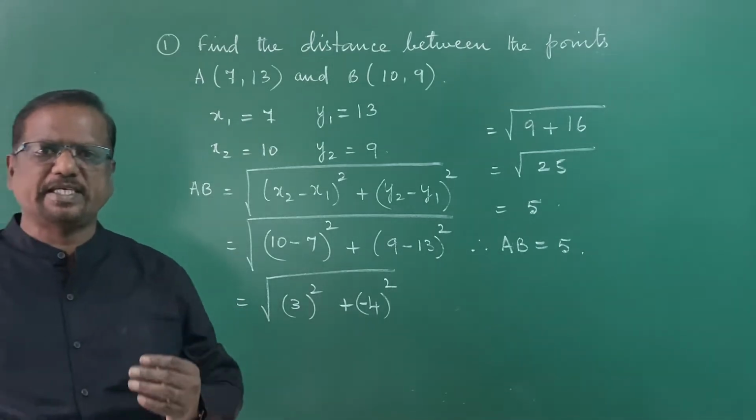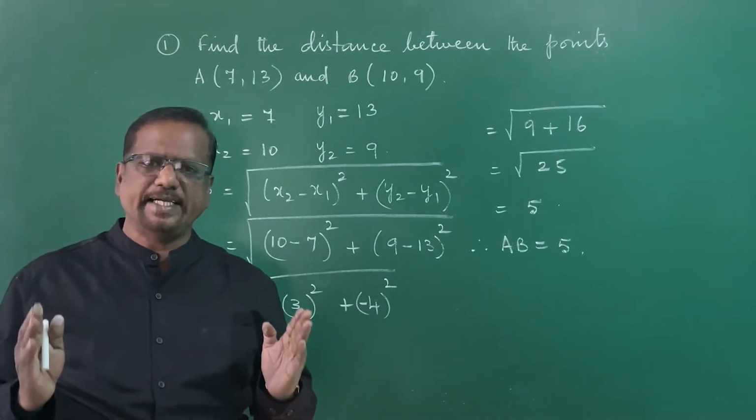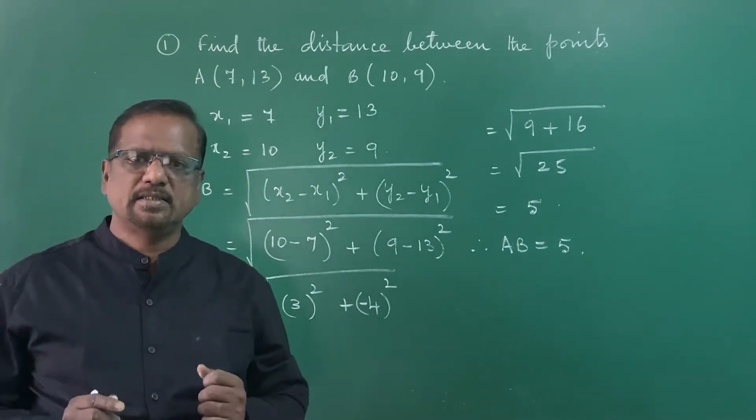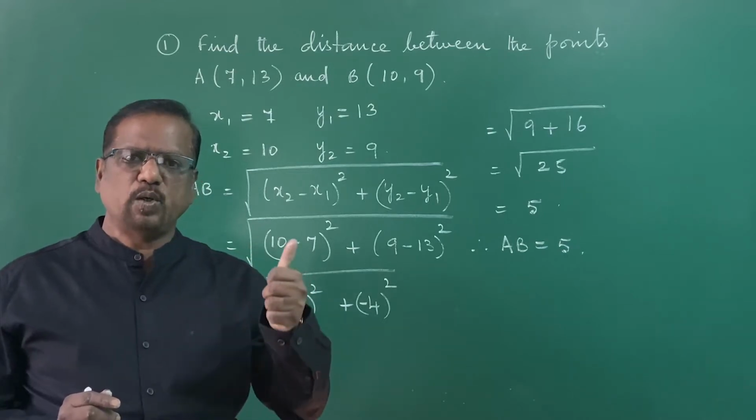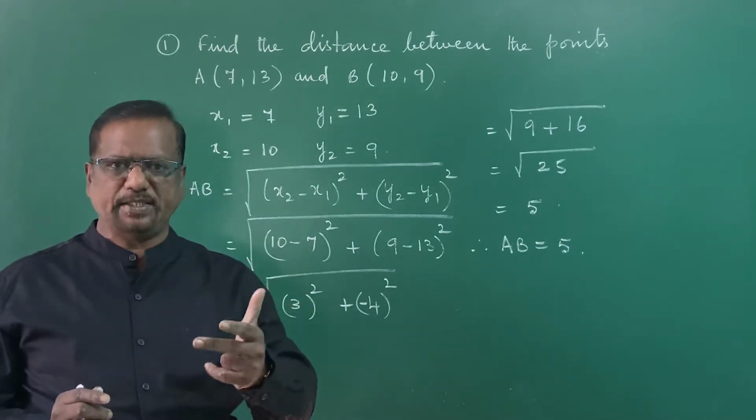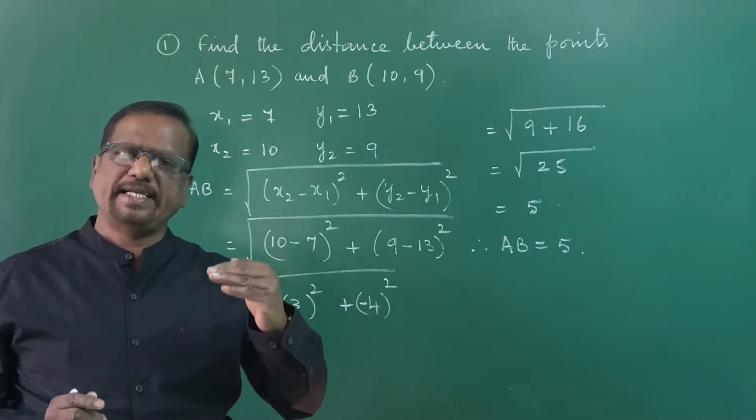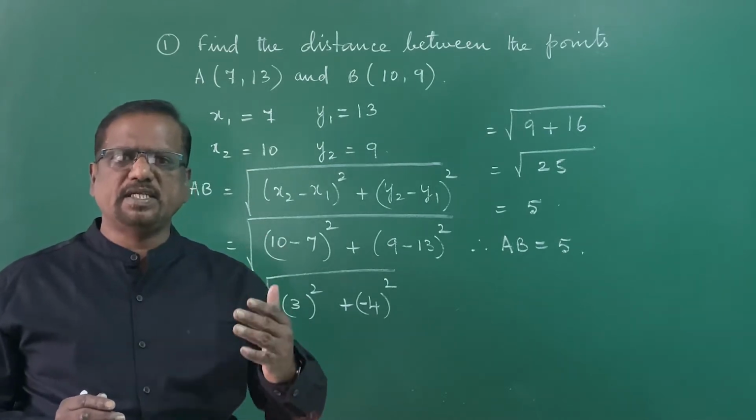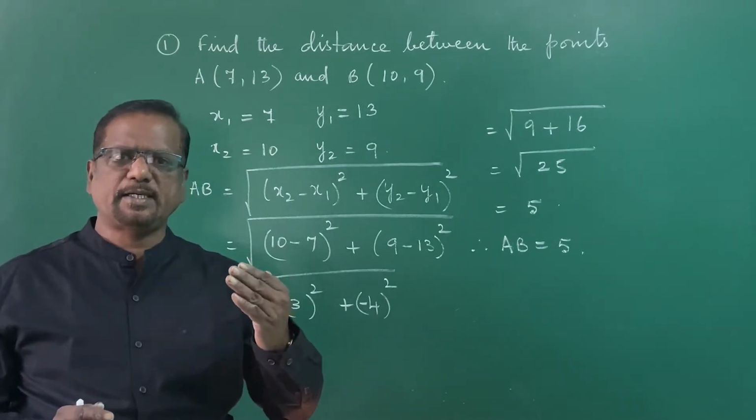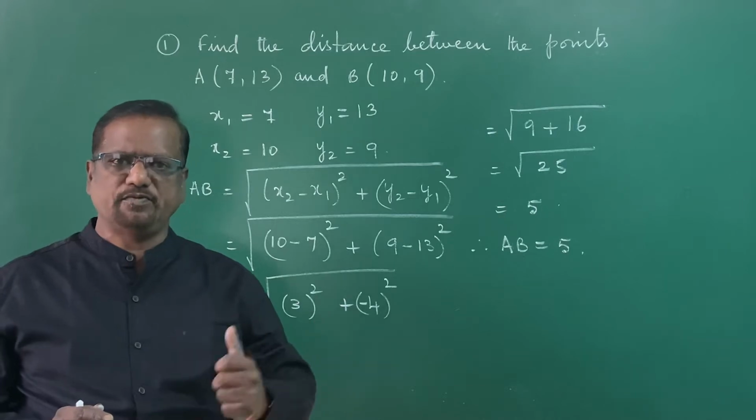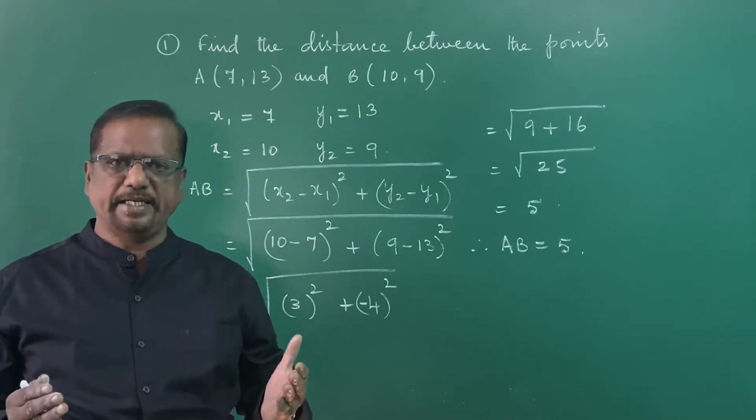So, I repeat once again. Once we get the two coordinates, we note down what is x1, y1, x2, y2. Then we write the formula. And after writing the formula, we substitute the values in the formula and arrive at the answer.